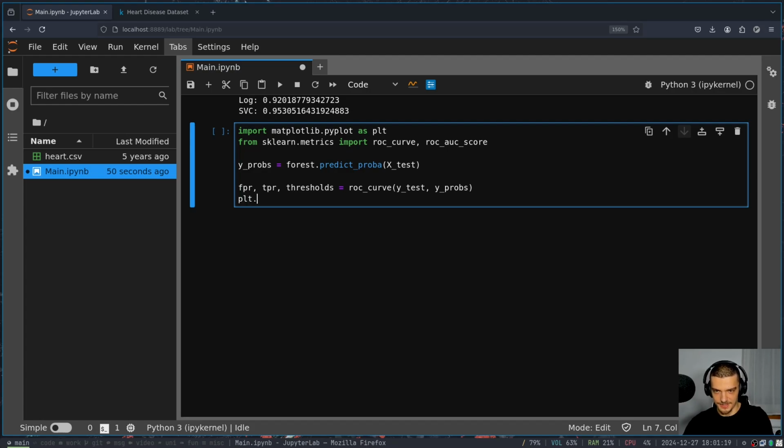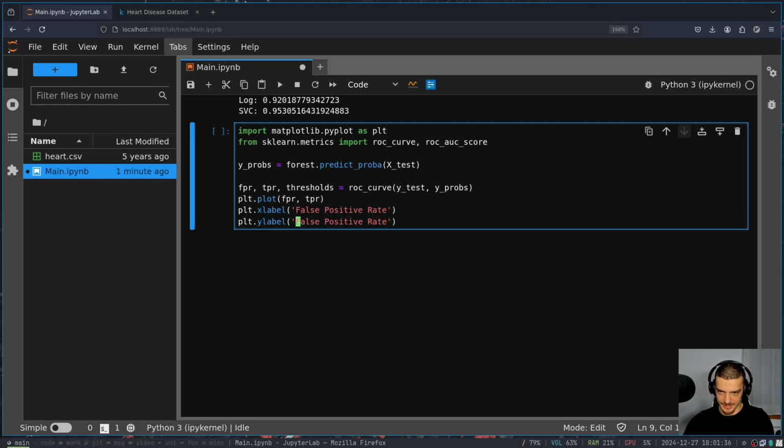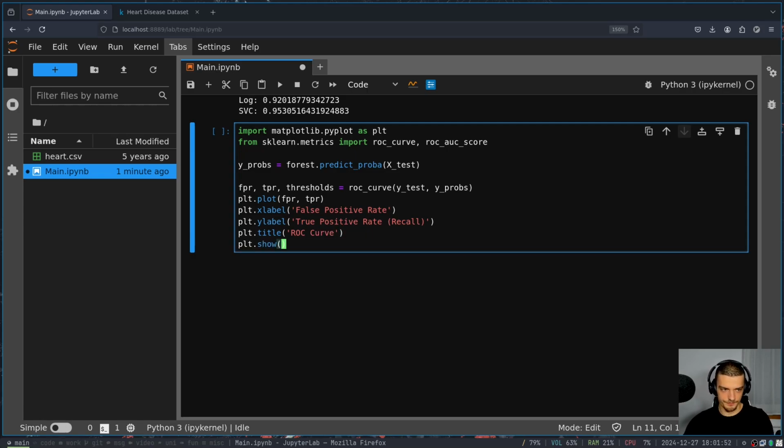So we're going to say plt.plot FPR, TPR. plt.xlabel. We're going to say on the x-axis we have the false positive rate. On the y-axis, we have the true positive rate, also called recall. And the title is going to be just ROC curve. I'm going to say plt.show.